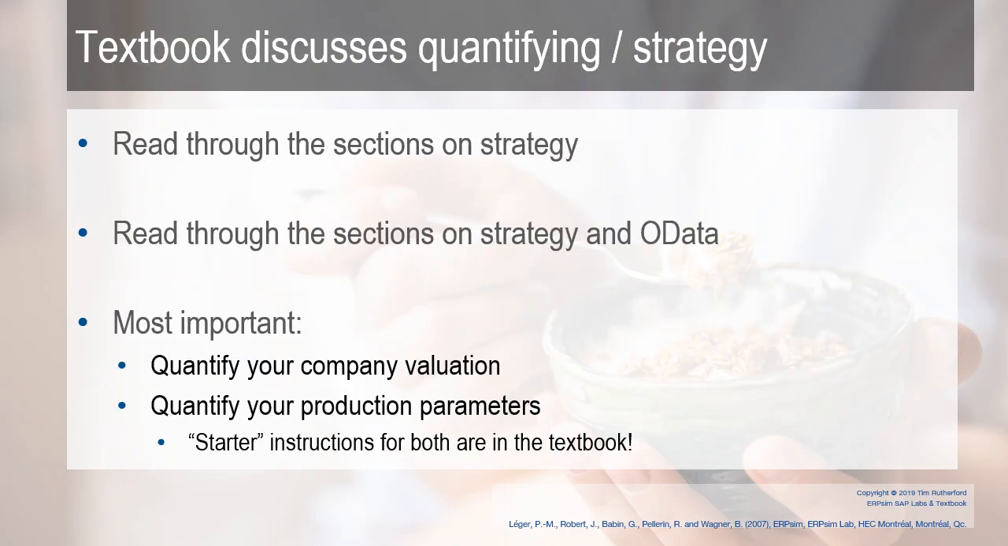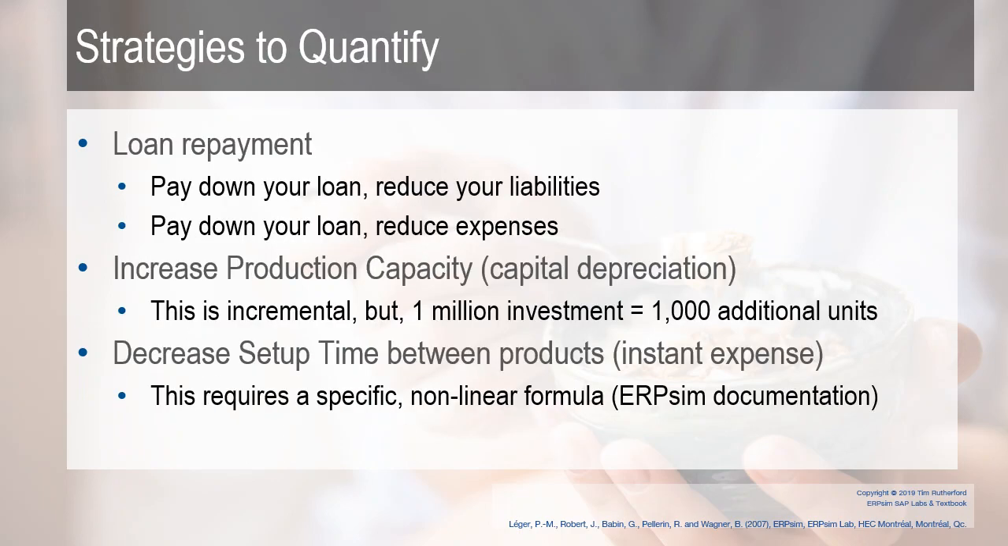The textbook discusses quantifying the strategies, so make sure you read through the sections on strategy and OData. There's a lot of information within the textbook. It takes some experience for it to start making sense, and then you just start crunching numbers. Once you get into it and start doing the analytics, you can just keep going and going. You don't really have enough time in a semester to build all the analytics tools that you can have. Most important of the things you can be doing, quantify your company valuation. Know how the company valuation is calculated and what you can do to increase it. Quantify your production parameters. There are starter instructions for both the company valuation and production in the textbook.